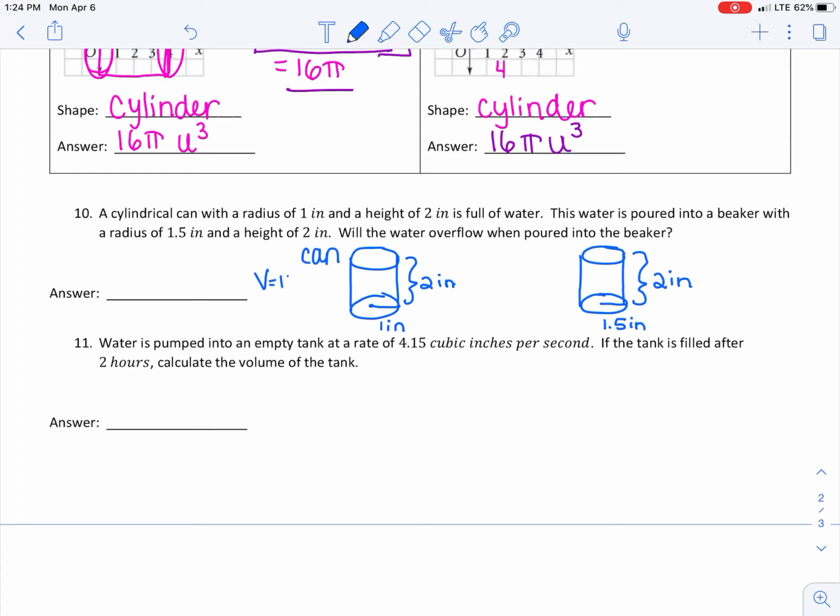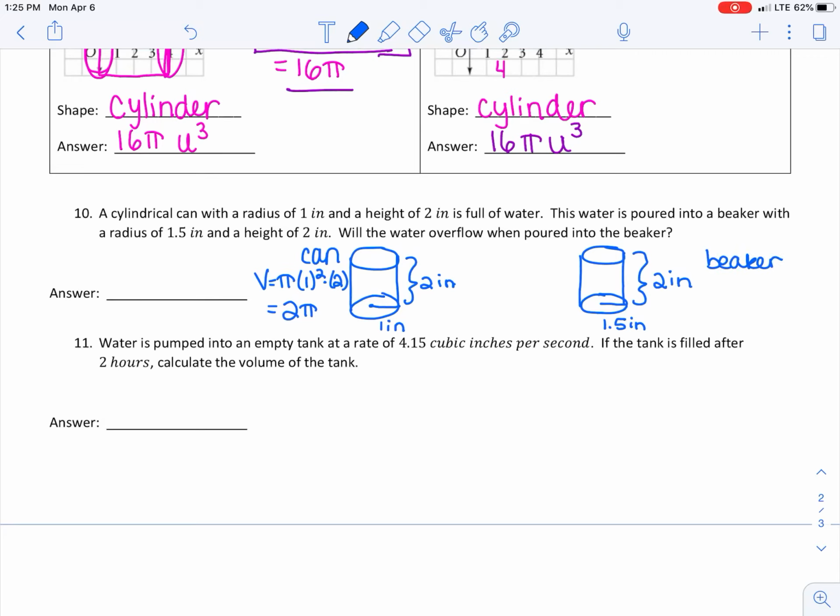Okay, so volume equals pi times our radius, which is 1 squared. Okay, and then times our height, which is 2. So if we just leave it in terms of pi, that's going to be 2 pi. Okay, but then we need to look at the beaker also.